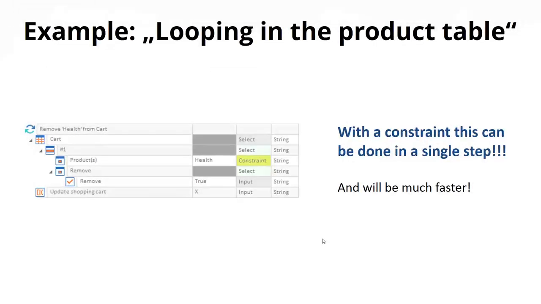The right way of doing it is simply using our constraint feature here to constrain a certain product, right? That's called health in this case, and then just click in the same row on the remove button. So not only is it much easier to read, it will be much faster.